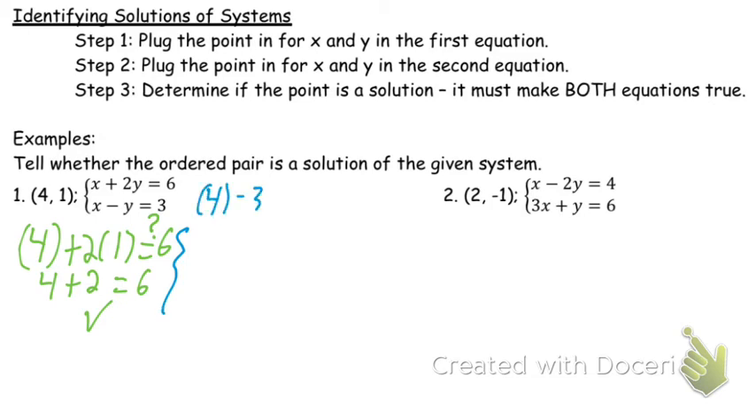4 minus 1 equals 3. What is 4 minus 1? Guess what? 3. So 3 equals 3. So does this work in both equations? So 4 comma 1 is the solution. You can just put this.